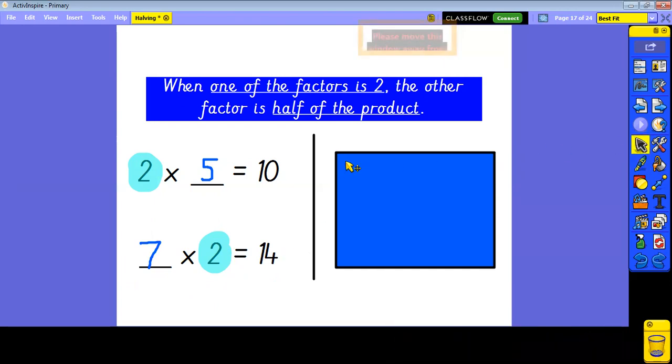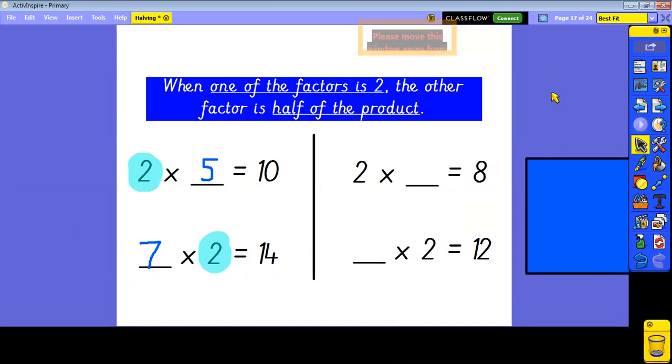Final thing then for you to have a go at is your own version of this. Pause the video, give yourself some time to complete those missing numbers, and we'll go through the answers when you're ready.